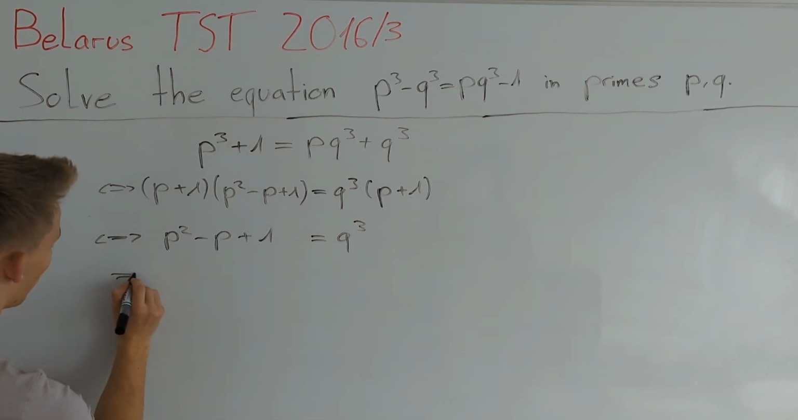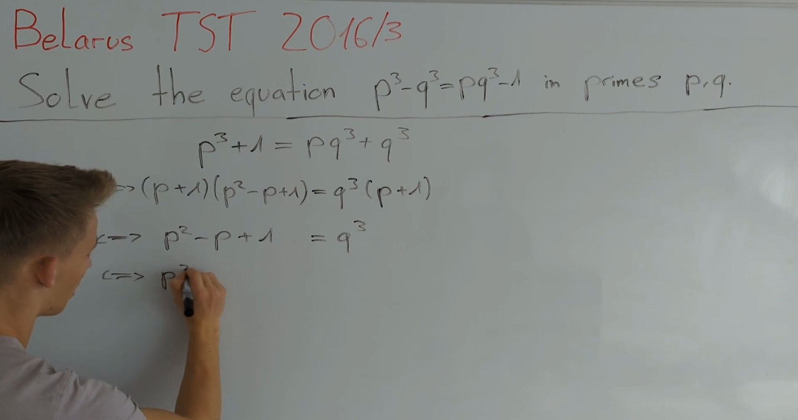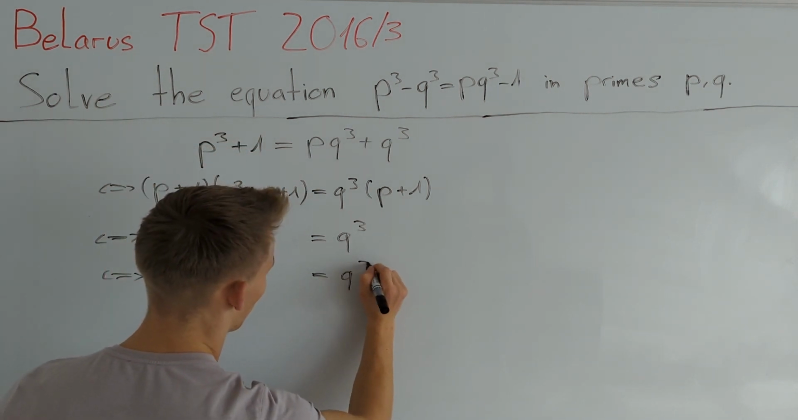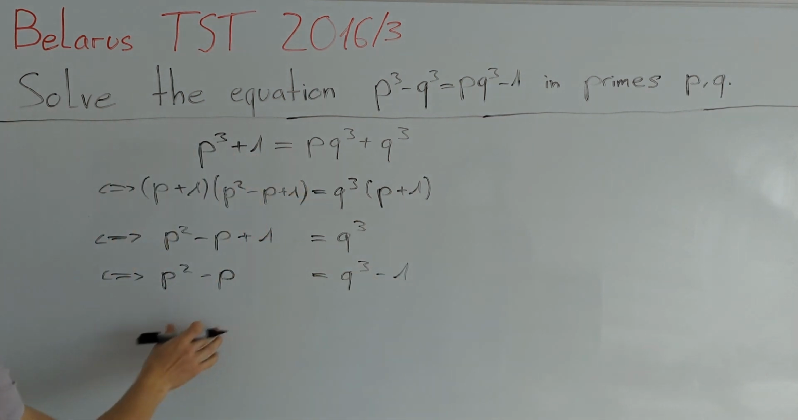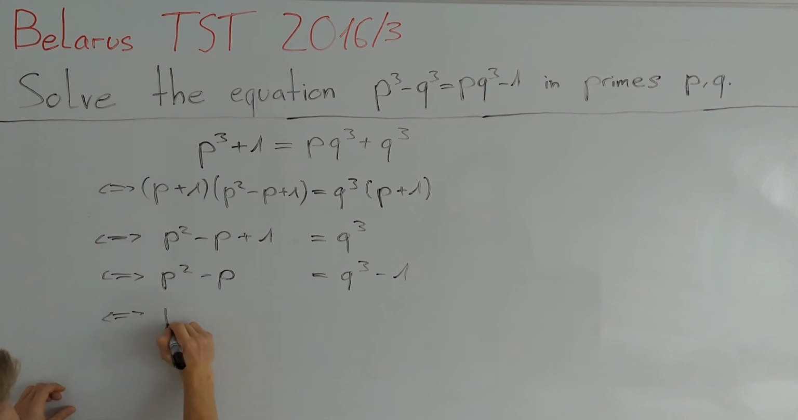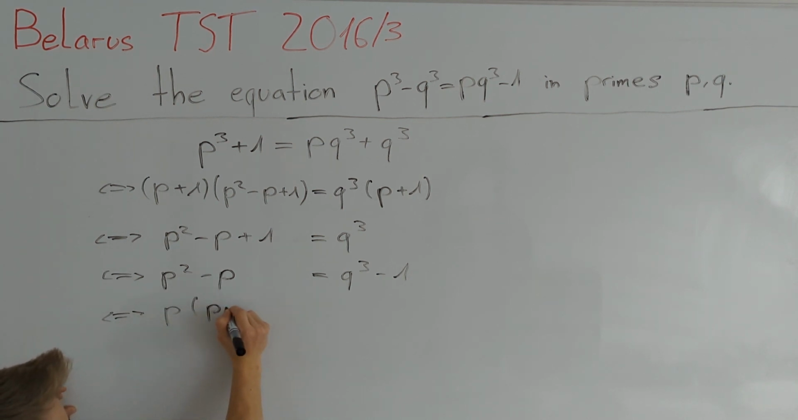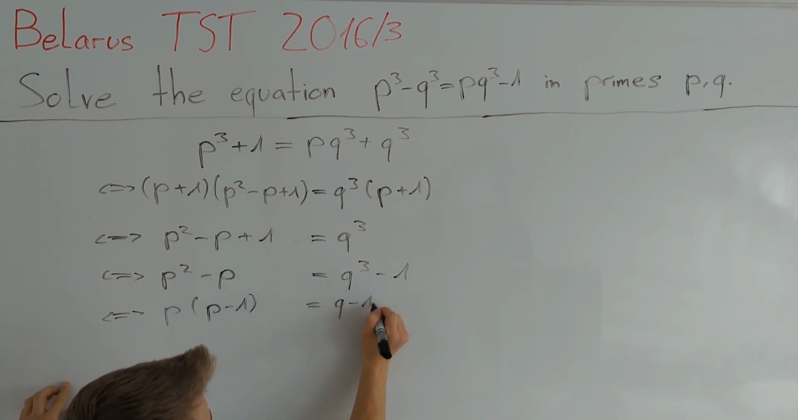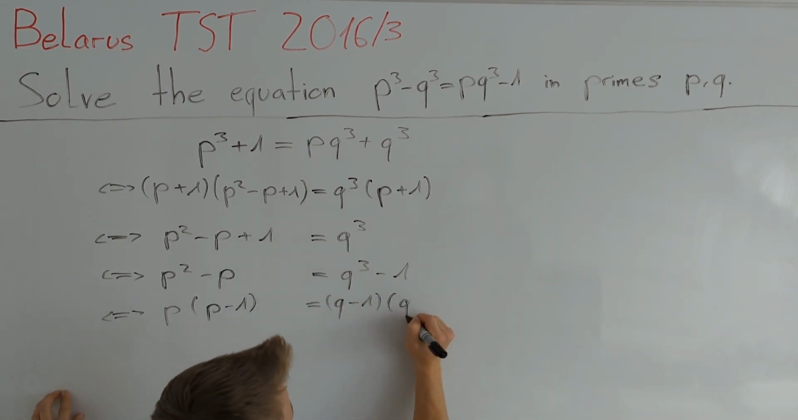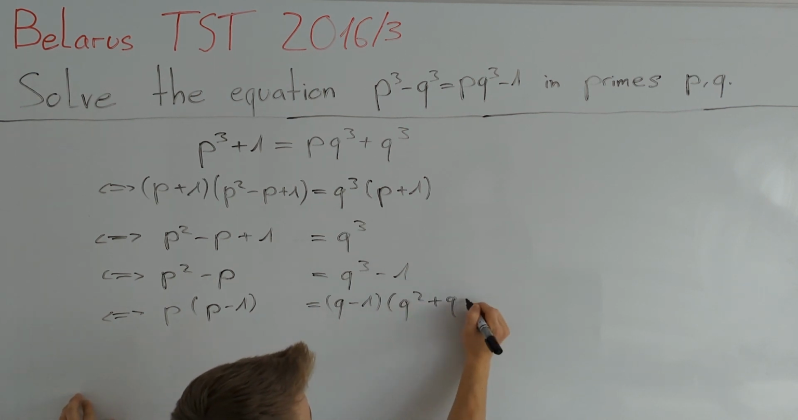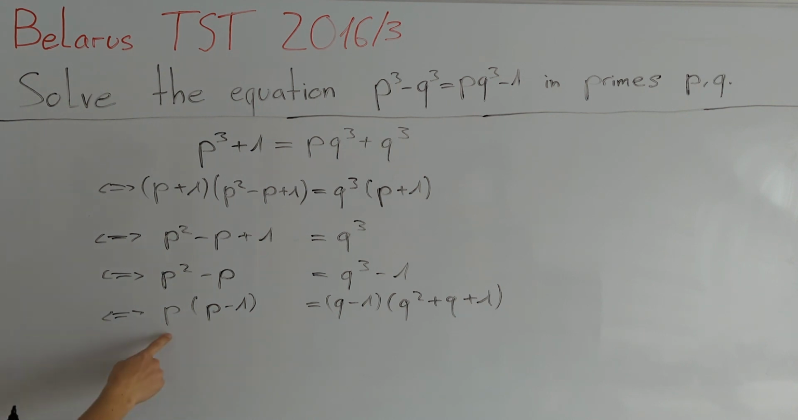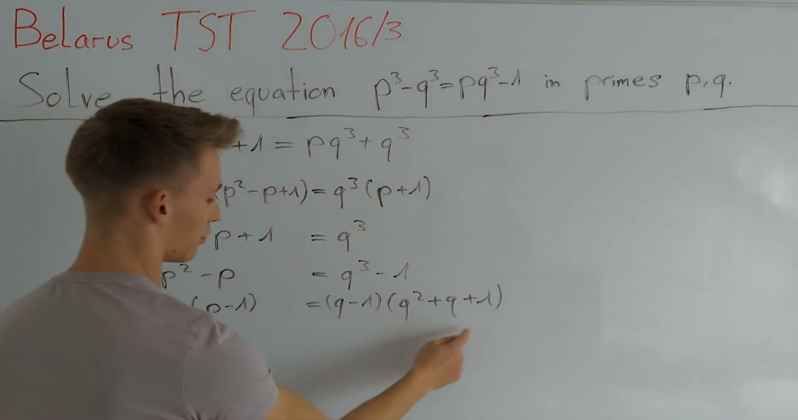So this is equivalent to p squared minus p is equal to q to the power of 3 minus 1. And now we can factor both sides and get that this is equivalent to p times p minus 1 is equal to q minus 1 times q squared plus q plus 1. Now we know that p is a prime number and therefore p must divide one of these two factors.